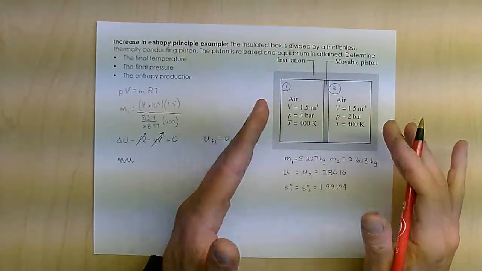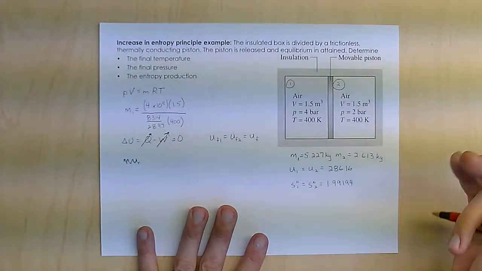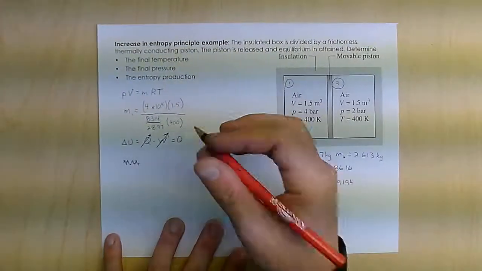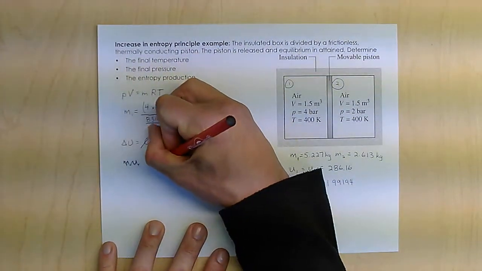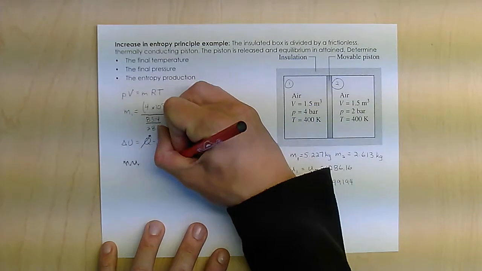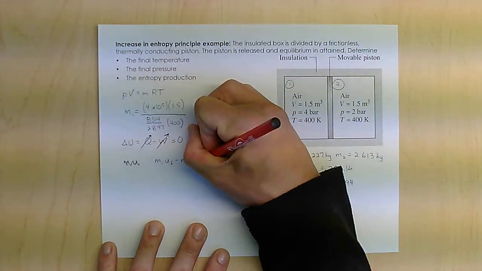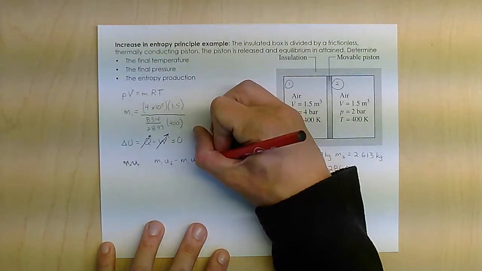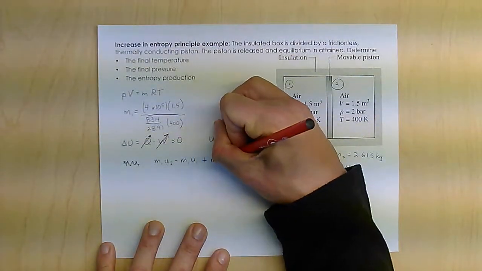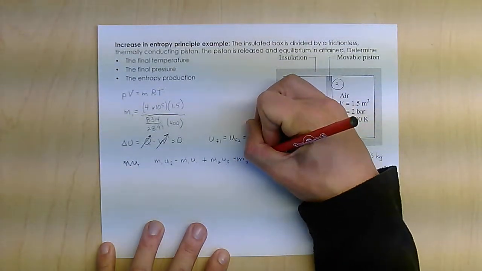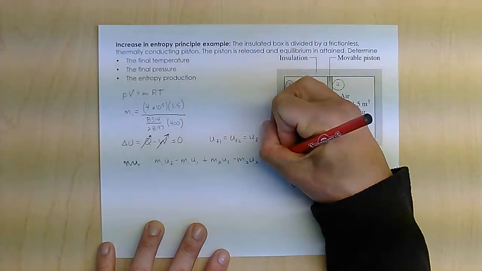Right? Because when they come to equilibrium, they're going to come to the same energy. So what that means is m1(uf - u1) plus m2(uf - u2) all has to equal 0, right?